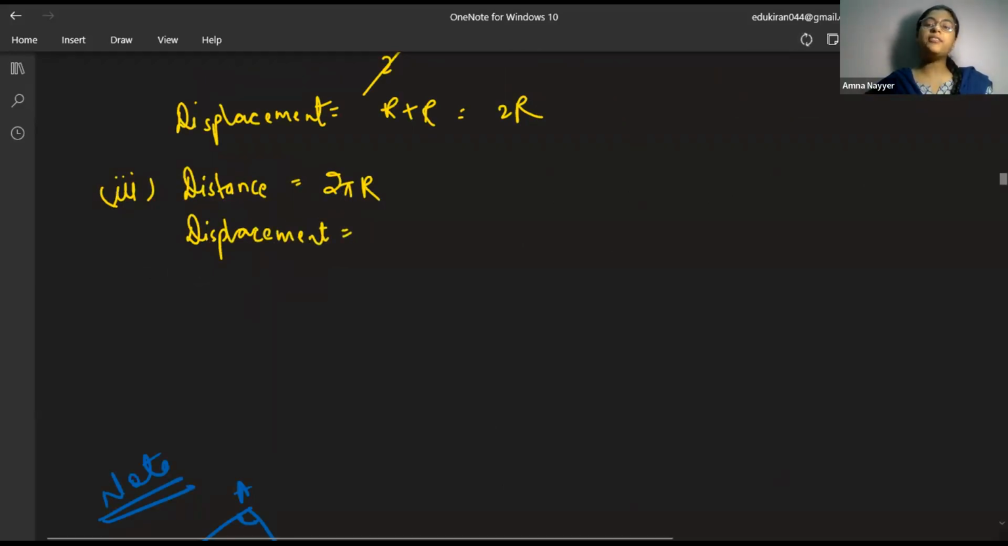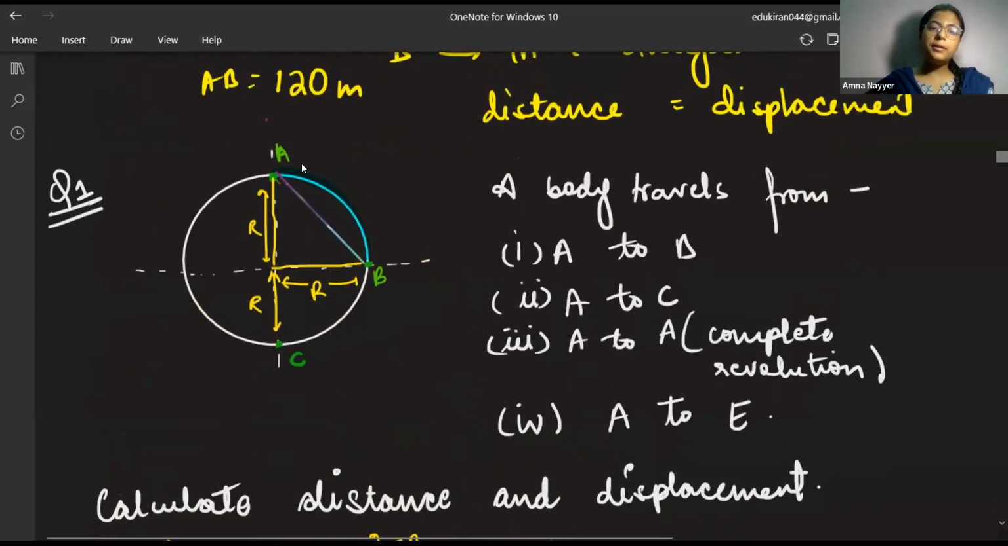Difference between initial and final position. The person has started from point A and is coming back to point A. What should be the displacement? Shortest path. What is the separation between the initial and final point?